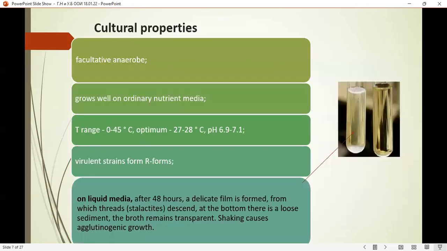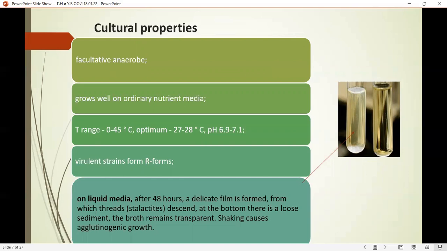The microbe is a facultative anaerobe. It grows on simple nutrient media, such as meat peptone agar, meat peptone broth, Hottinger agar, Martin agar at pH 6.9–7.2. The optimum growth temperature is 27 to 28 degrees Celsius, but it can grow in the temperature range from 2 to 40 degrees Celsius. The capsule is formed when grown at a temperature of 37 degrees Celsius. Virulent strains form R forms.